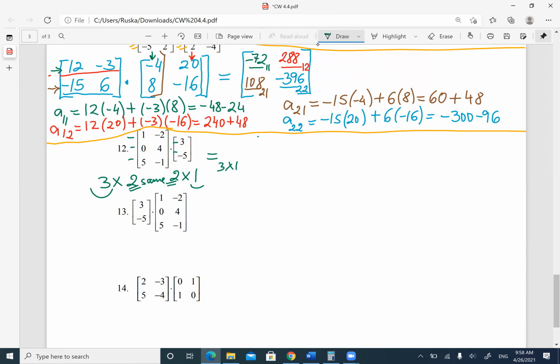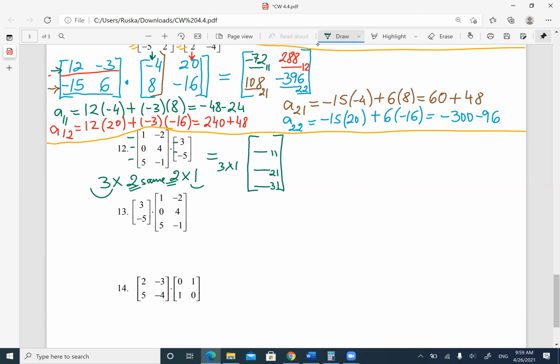So it's going to have 3 rows and 1 column. So you're going to have 1, 2, 3 numbers here. Okay? And the indexes are going to be, the first is going to be 1, 1. Next one is going to be 2, 1. And next one is going to be 3, 1. So I'm multiplying first row by first column, second row by first column, and third row by first column.